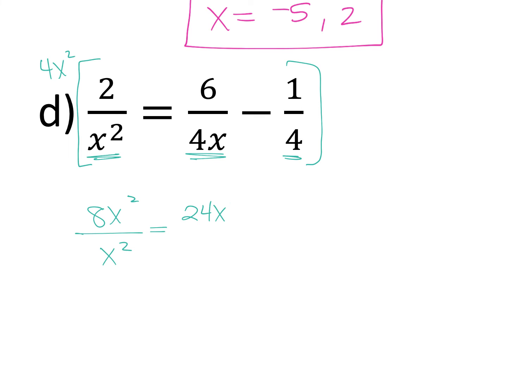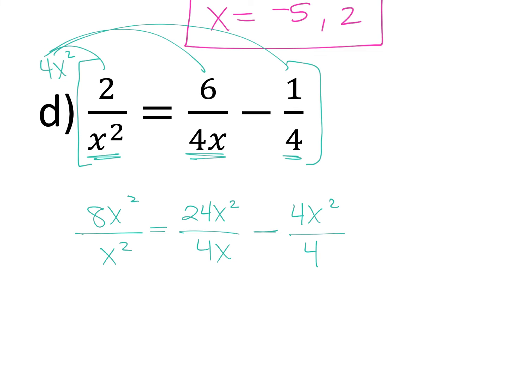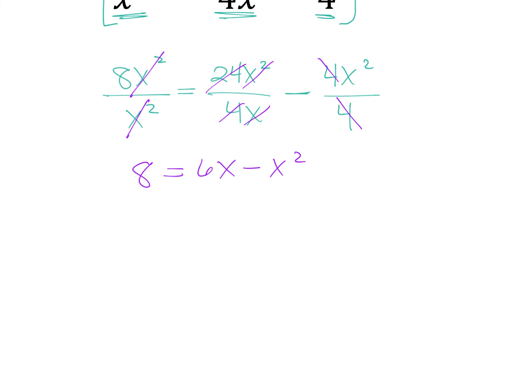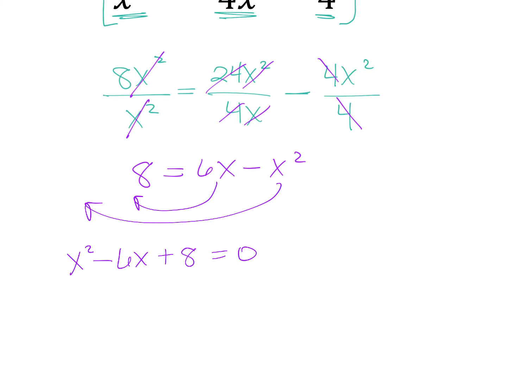So you have 8x squared over x squared equals 24x squared, when you multiply here, over 4x minus 4x squared over 4. Okay, so now simplify that. X squared over x squared is going to leave you with an 8. 24 over 4 is 6. X squared over x is going to leave you with 1x. And then 4 over 4 is just going to be minus x squared. So again, you have this x squared, you have this x. We're going to move everything over. So it's going to be a positive x squared minus 6x plus 8 equals 0.